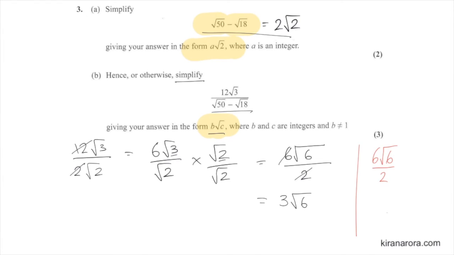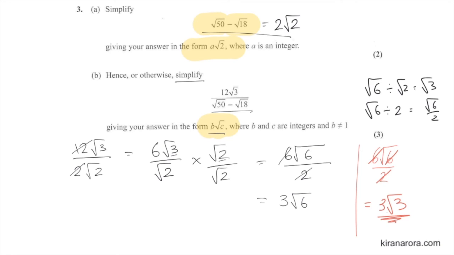Just a quick note: if you have 6 root 6 over 2 and you want to cancel it down, a common mistake, sometimes made without thinking, is cancelling out all of the numbers, so you end up with 3 root 3. This is wrong, make sure you do not do that. If you're going to divide anything by a root, it has to be in a root already. For example, root 6 divided by root 2 would be root 3, but root 6 divided by 2 is just root 6 over 2. Make sure you're not making that mistake. So this is wrong, so I'll cross this out, and this is correct, so I will circle that.